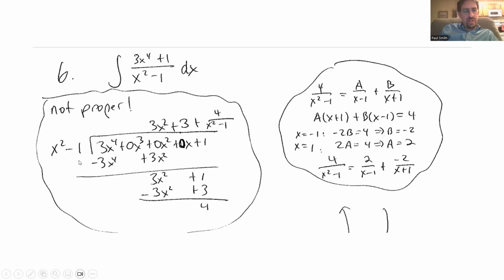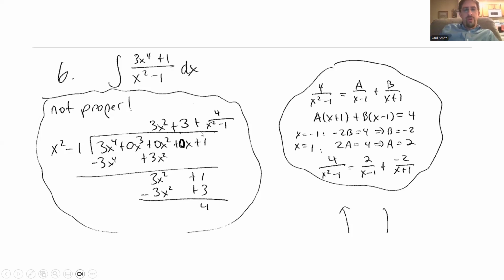So 3x squared times x squared is 3x to the fourth. Negative 1 times 3x squared is 3x squared. Change your signs. All right, so we add, and we end up with a 3x squared, and then carry down the 1. And then we say, how many times does x squared go into 3x squared? Well, that's 3 times. 3 times x squared is 3x squared. 3 times negative 1 is a negative 3. Change your signs. 1 plus 3 gives us a remainder of 4. So we're left with a 4 over x squared minus 1, since we put the remainder over our divisor here.